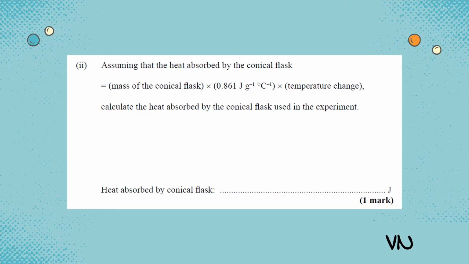So the mass of the conical flask will be 125 grams, multiplied by 0.86 joules per gram per degree Celsius, multiplied by a delta T of 12 degrees Celsius. Working this through here, you should have an answer of 1291.5 joules.